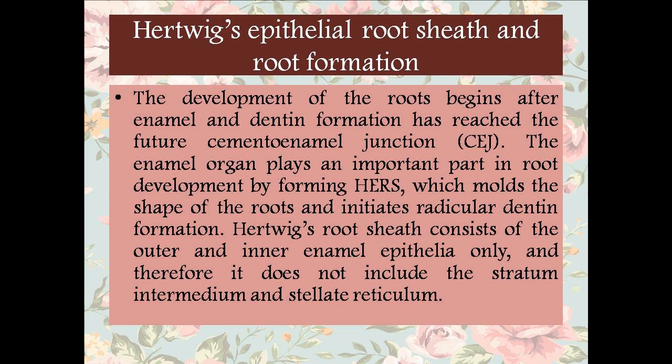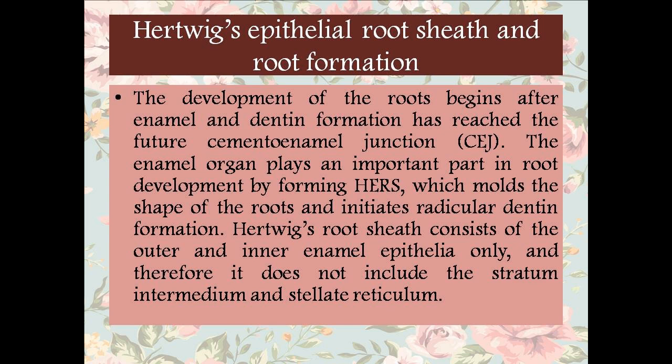The enamel organ plays an important part in root development by forming Hertwig's epithelial root sheath, which molds the shape of the roots and initiates radicular dentine formation. Hertwig's root sheath consists of the outer and inner enamel epithelium only. So you don't see stellate reticulum, you don't see stratum intermedium, you only see inner and outer enamel epithelium, and therefore it does not include the stratum intermedium and stellate reticulum.